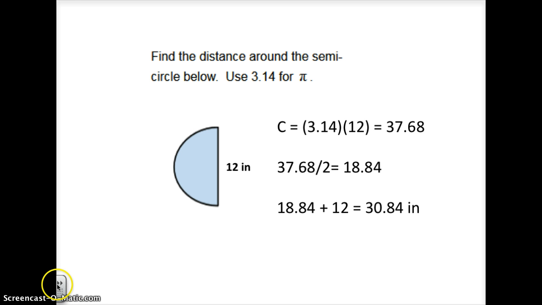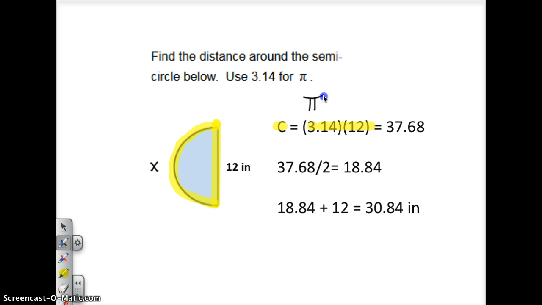Find the distance around the semicircle below. Now we're looking for arc length, so we're looking for this outside edge. So we want to see what that equals, first of all, and then we're looking for the full distance around. So this is a semicircle, which means that it's half of a circle. So we start by finding the circumference of the whole circle, which is pi.